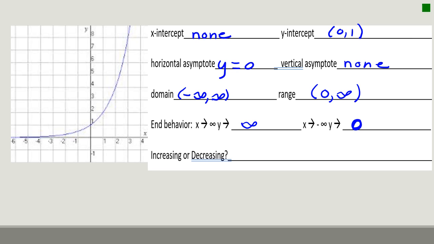So that's new compared to the things that we've done. And this is increasing the whole way. So it's increasing from -infinity to infinity. So as we read the graph, it's going to get bigger, bigger, bigger, bigger, and bigger.